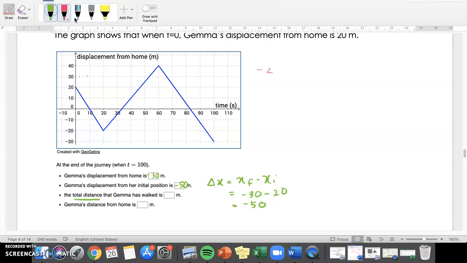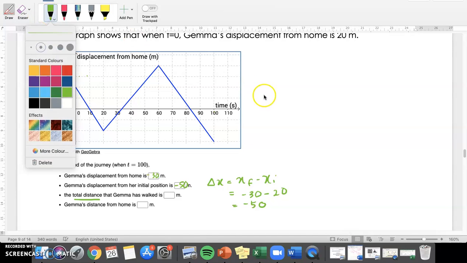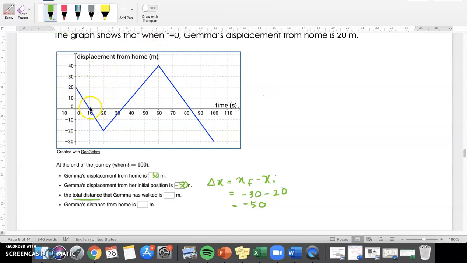Okay. So now they are asking us what is the total distance that Gemma has walked in meters. So let's take a look. This graph is a displacement graph, which means that it has negative values. But for distance, we only want positive values, right? Despite going backwards, that distance still counts, right? Okay, let me just erase that. Okay, let's calculate the distance.